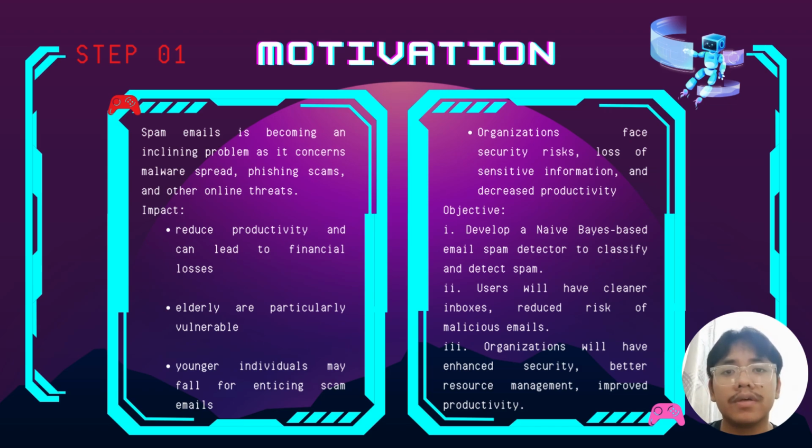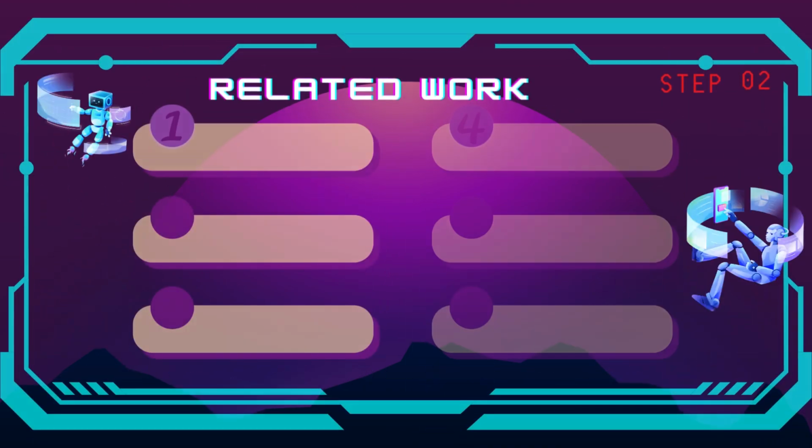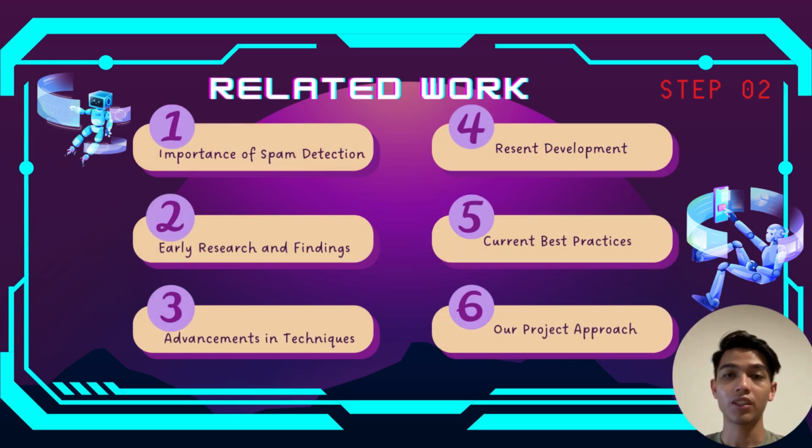The benefits are clear. For individual users, cleaner inboxes and reduced risk of malicious emails. For organizations, it enhances security, improves resource management, and boosts productivity. For related work, spam detection is really important for keeping our emails safe and useful. Early research showed that computers could learn to spot spam pretty well. One method called naive Bayes turned out to be really good at this job.